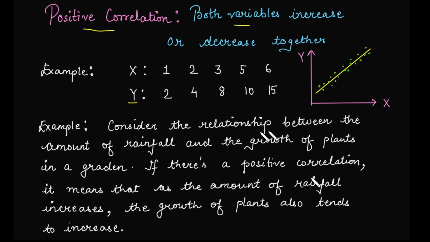Or you can consider the relationship between the amount of rainfall and the growth of the plants in a garden. Let's assume that it has a positive correlation. It means as the amount of rainfall increases, the growth of the plants also increases. In such a case, the graph shows this type of trend line. It means if the variable x is increasing, the y is also increasing, so we will get an increasing line in that case.